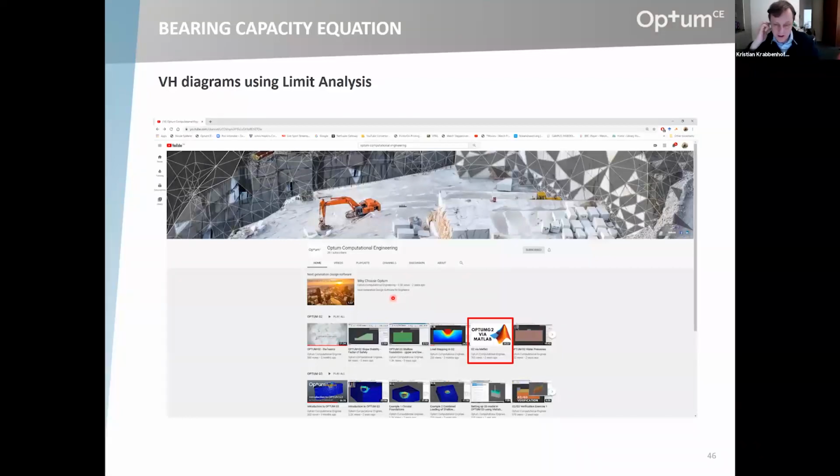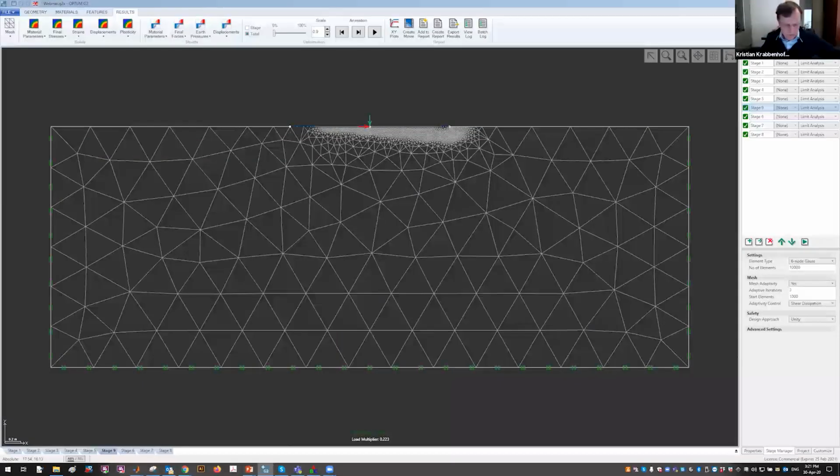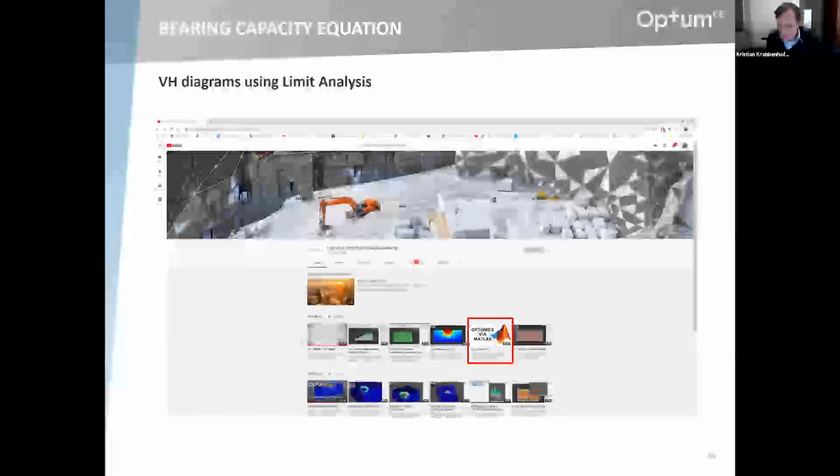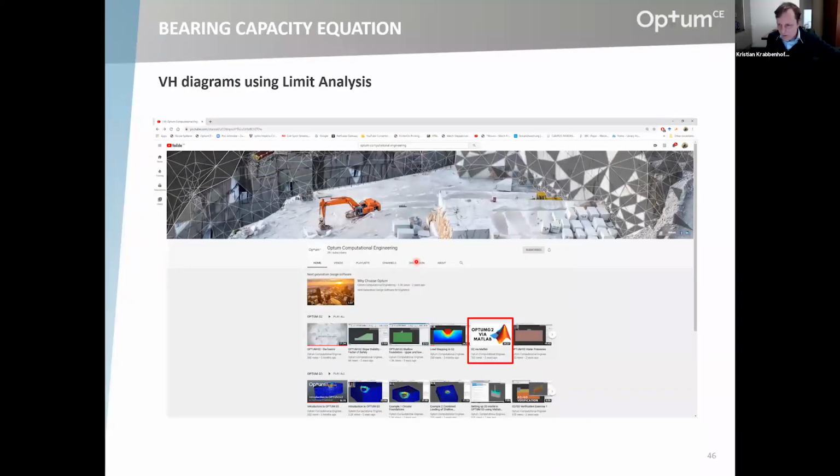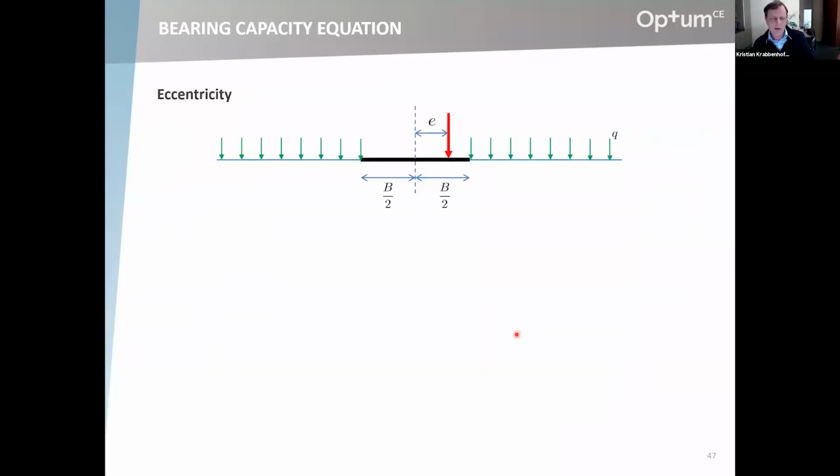But it is also possible, and I think that's an attractive alternative if you do this on a regular basis, to access Optum G2 via MATLAB or via some sort of scripting language. It doesn't have to be MATLAB. That can be done, and there's a video I would like to mention on our YouTube channel on how to access the computational core without actually having to go through the user interface. So that is more convenient for these parameter studies as well, and definitely for the generation of these VH diagrams.